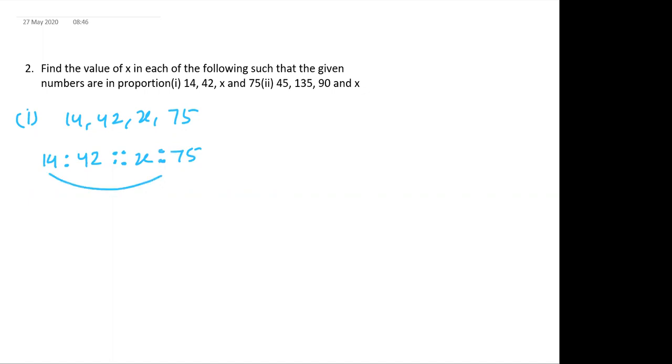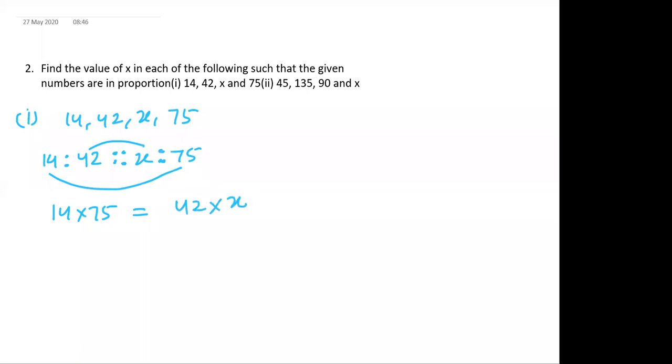Second question says, find the value of x in each of the following such that the given numbers are in proportion. Part 1 says 14, 42, x, 75 are in proportion, then find the value of x. So how are you going to do it? If they are in proportion, you can write 14 ratio 42 proportion x ratio 75. Now multiply 14 with 75 is equal to 42 with x. And now find the value of x.